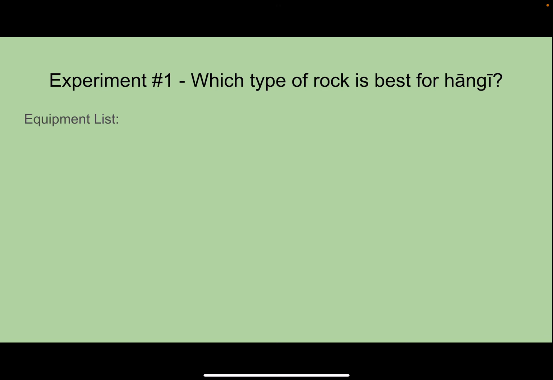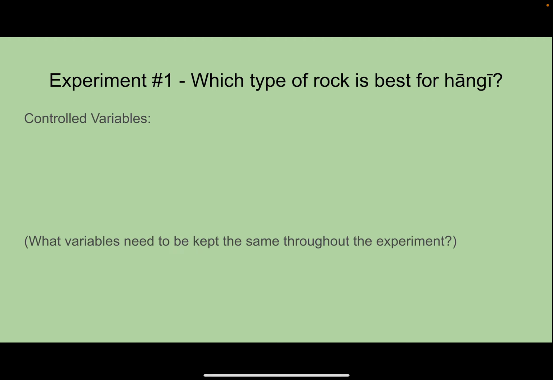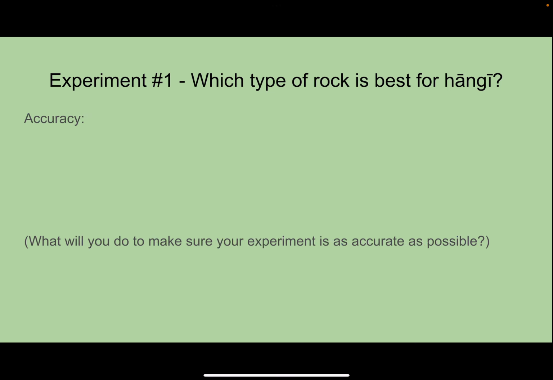What is the equipment list you need, and the recipe or the method for carrying out this experiment? What are the controlled variables? So these are the variables that need to be kept the same throughout each set of experiments so that they don't affect the results of the experiment. So for this one, the only thing we want to change are the rocks. We don't want to change any other factor. And how can you make sure that your experiment is as accurate as possible? So we care very much about precision.